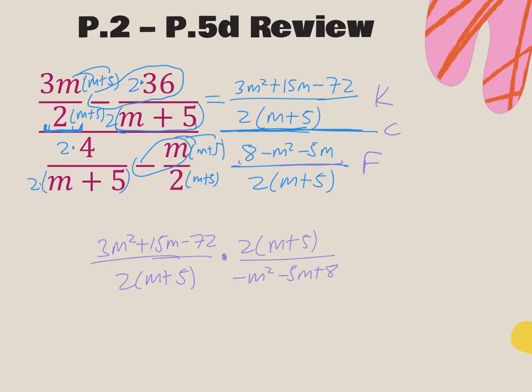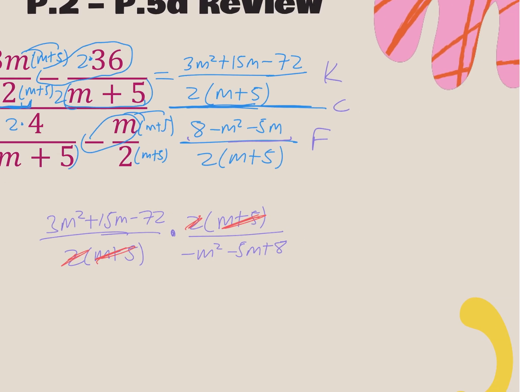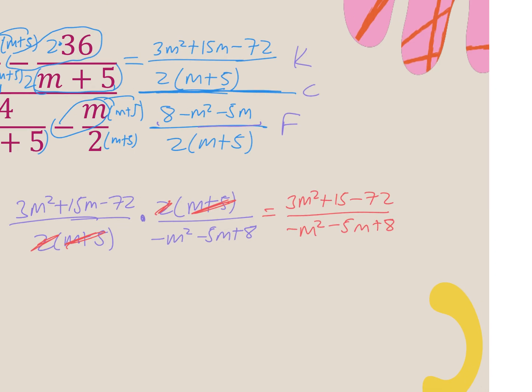All right, and then it looks like what cancels is the 2, m plus 5, m plus 5. And so what we're left with is 3m squared plus 15m minus 72 over negative m squared minus 5m plus 8. All right. I believe this is fine the way it is.